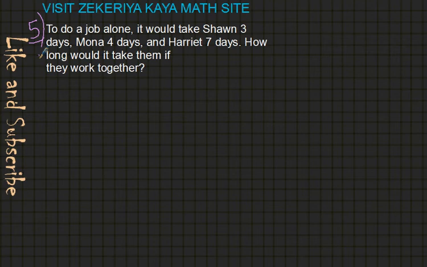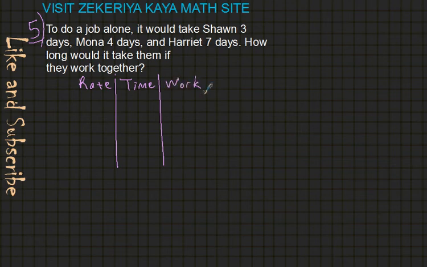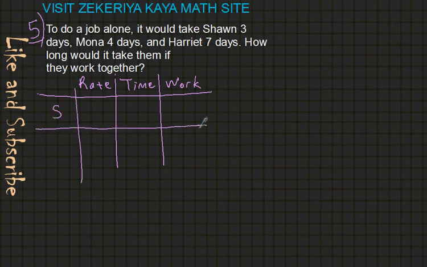So, in this table, what do we write? In this table, we write the rate of people, then the time which they work, and the amount of the work which they do. So, in this question, how many people are there to do the job in a full day? Sean, Mona, and how can we read this name? Harriet. Okay, Harriet, basically. We are lucky about that. They start with different letters. Mona and Harriet. Let's write them here.